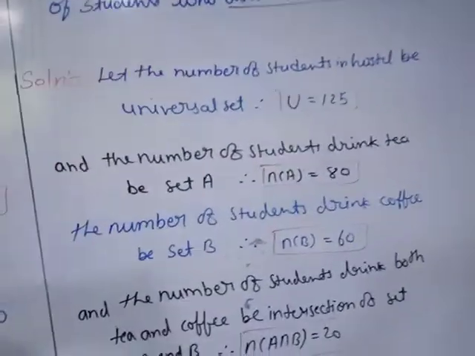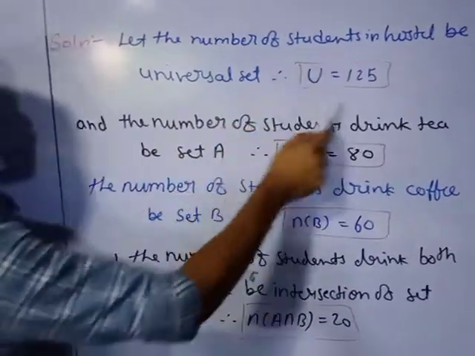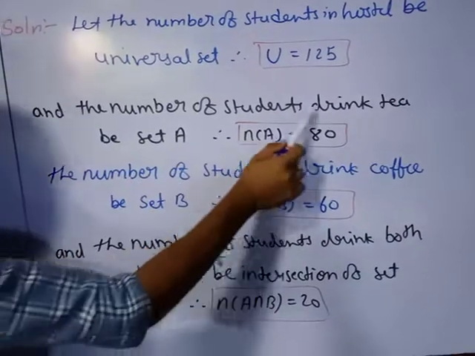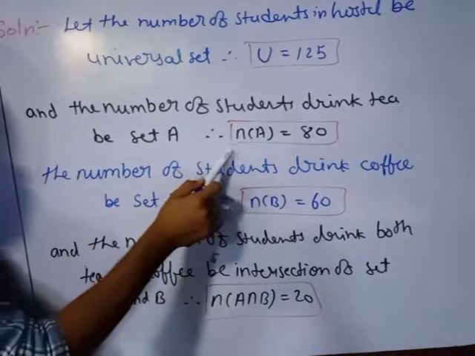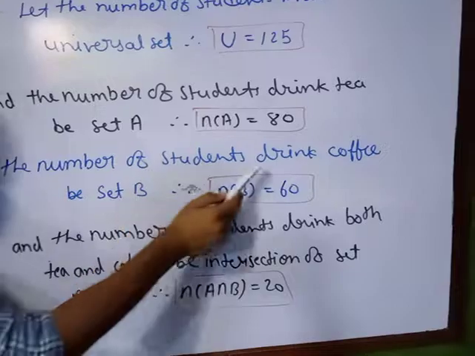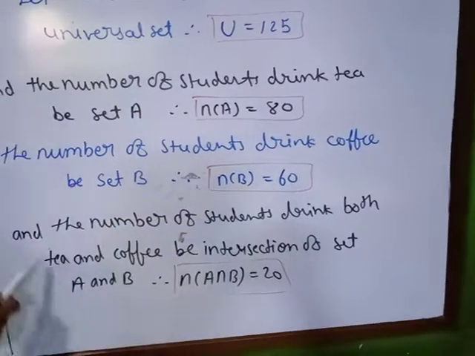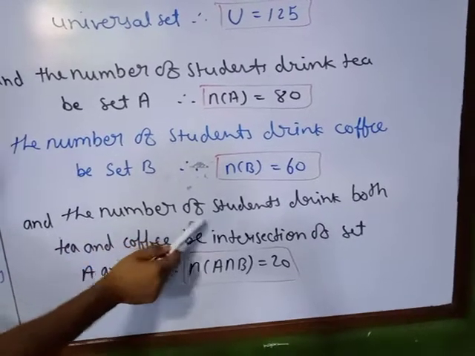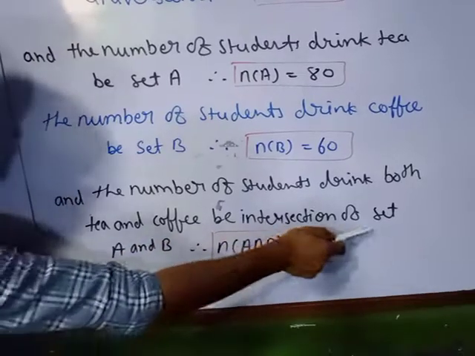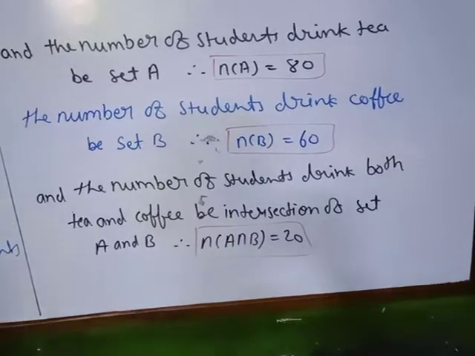Yes, once again recall. We assume that the number of students in the hostel be the universal set, that is the total number of students, 125, and the number of students who drink tea be set A, therefore number of A is equal to 80. The number of students who drink coffee be set B, therefore number of B is equal to 60, and the number of students who drink both tea and coffee be the intersection of set A and B, therefore number of A intersection B is equal to 20.